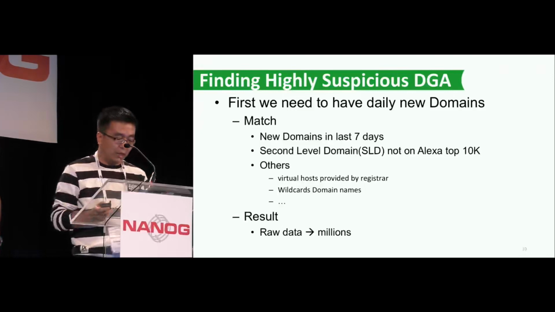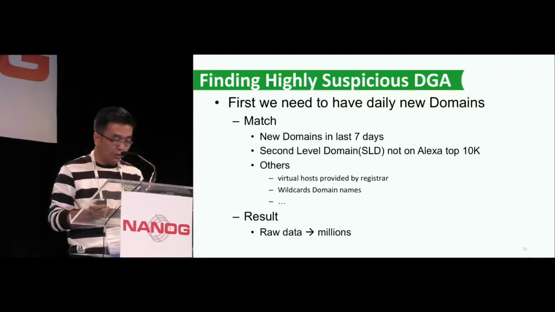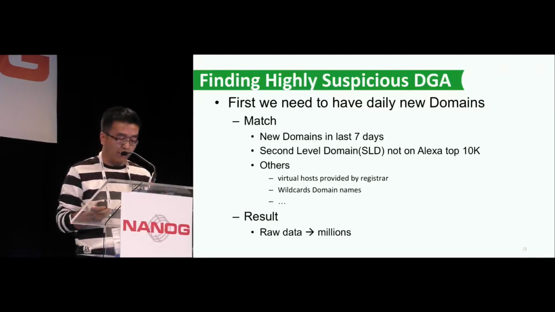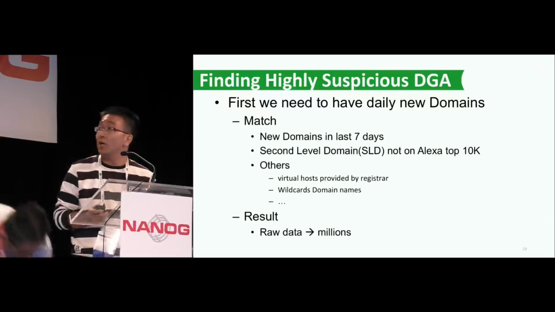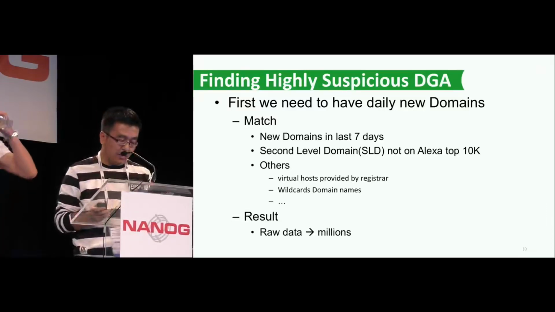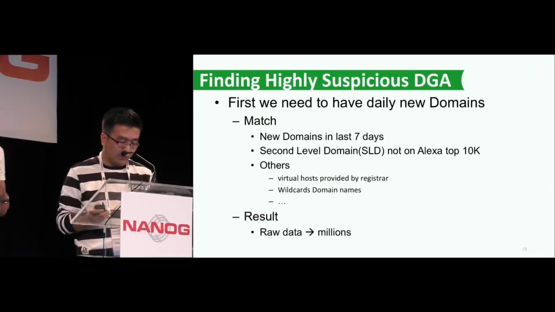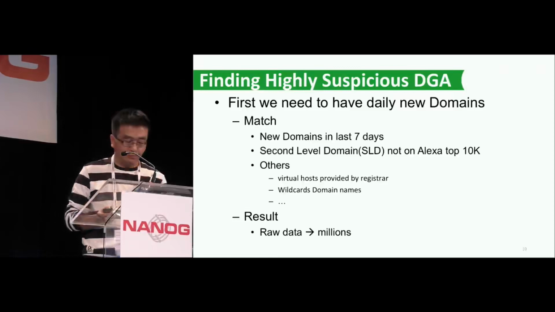And domain SLDs that are on the Alexa top 10,000 list will be dropped. We also use some other quick filters, such as filtering out the Wireshark domains and filtering out the wildcard domains. As a result, instead of dealing with all the raw data, we only need to work on a million as a starting point.